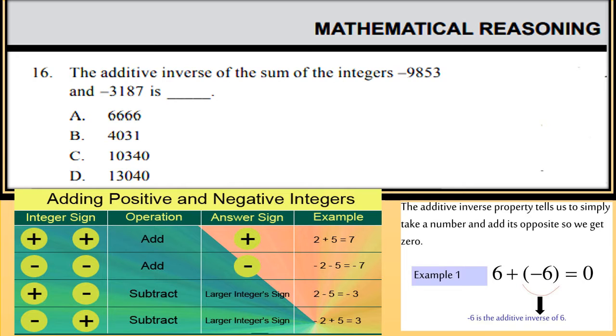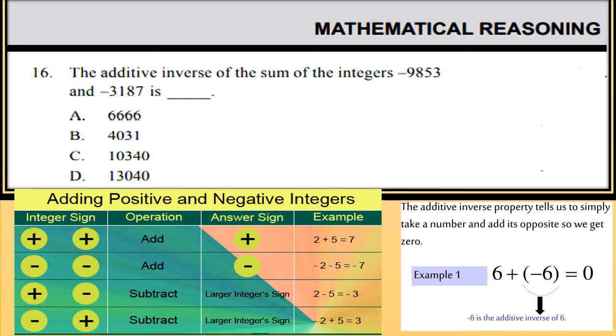So when we add two positive integers, the operation will be addition. Answer will have positive sign. For example, 2 plus 5 equals 7. When we add two negative integers, the operation will be addition and answer will have minus sign. For example, minus 2 minus 5 equals minus 7.